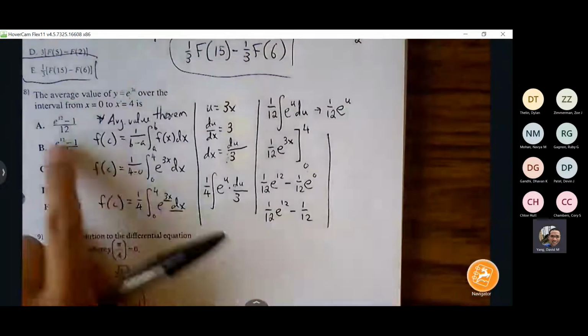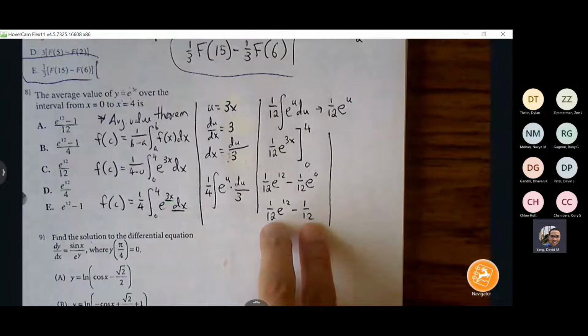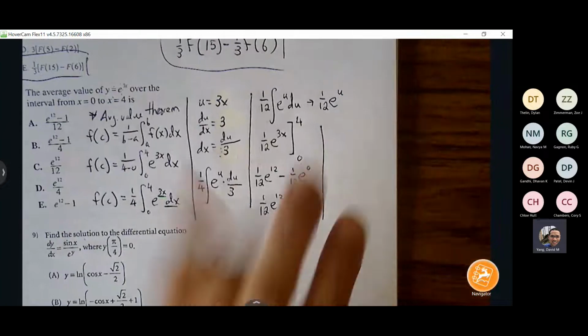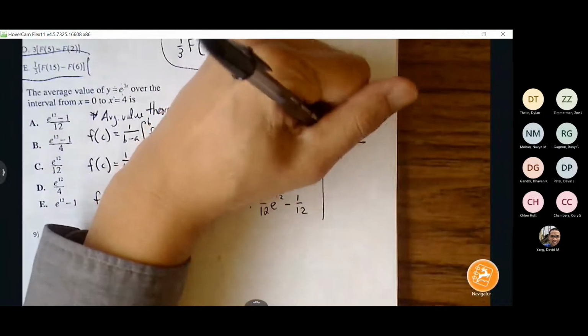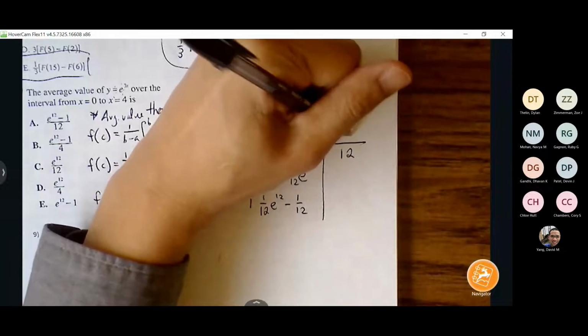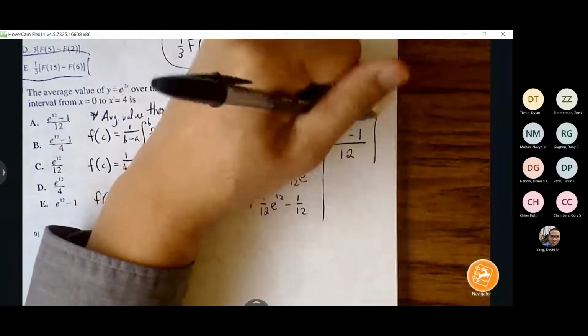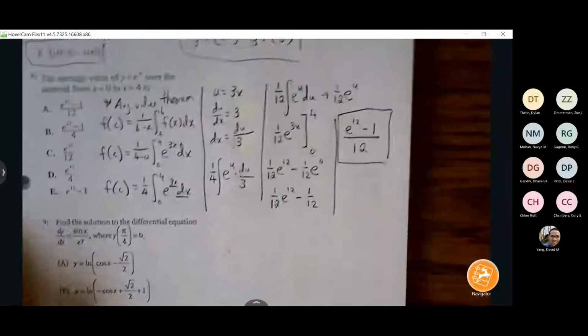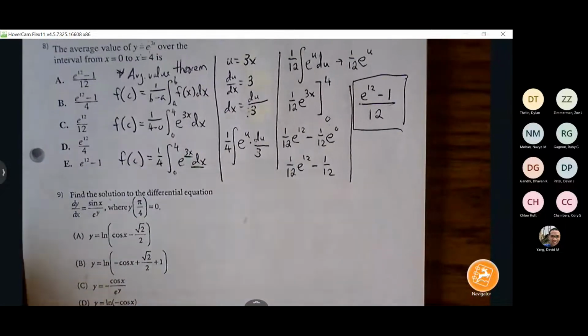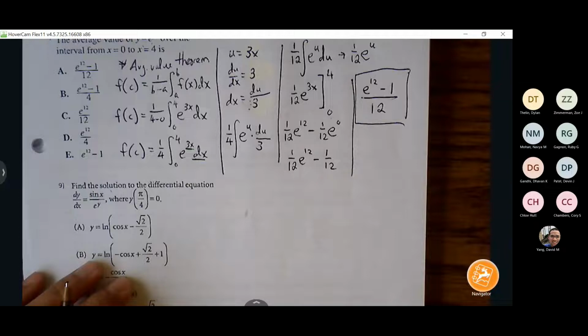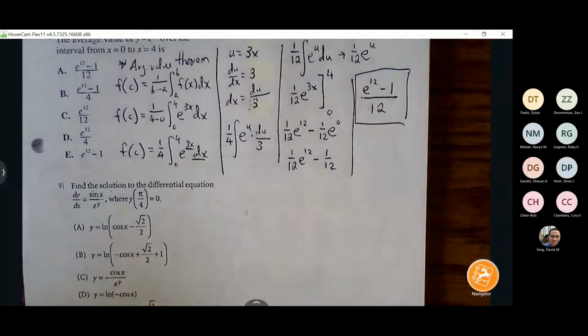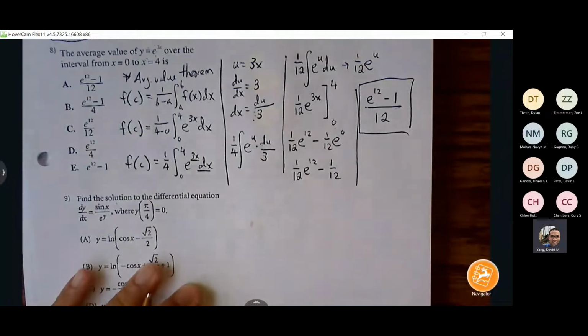Okay, trying to match it with one of my answer choices here. I can just see that there's a common denominator. Okay, questions there?